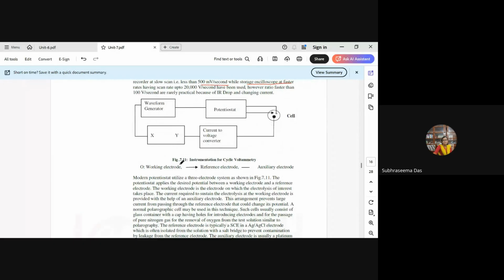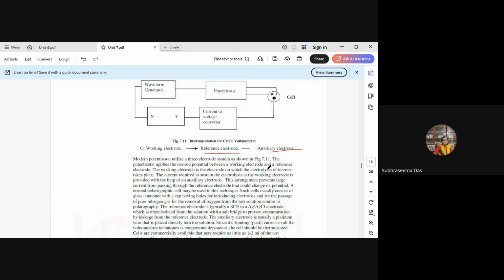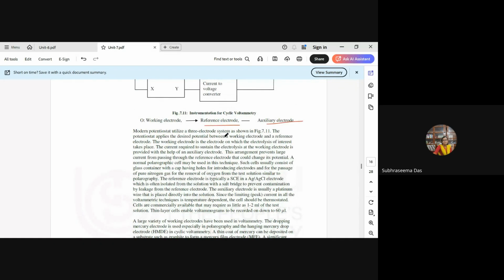So here in figure 7.11, the basic instrumentation for CV has been shown. O represents the working electrode, then the reference electrode, and the auxiliary electrode. Modern potentiostats use a three electrode system, that we know. In today's world, we are directly dealing with the three electrode system. The potentiostat applies the desired potential between the working electrode and the reference electrode.